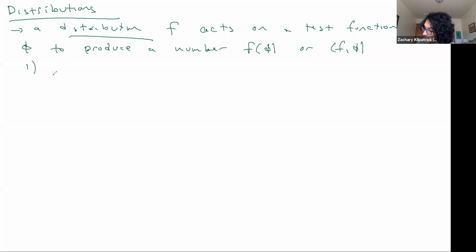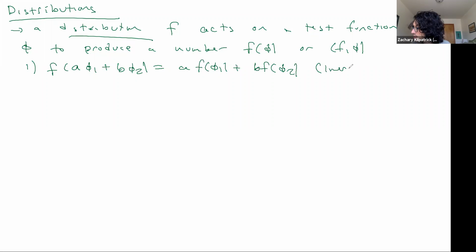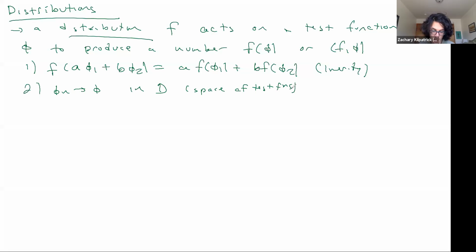We know that f of a phi1 plus b phi2 is equal to a f of phi1 plus b f of phi2. Okay, so linearity essentially, where those are scalars and then two different functions. And then we also have continuity. So phi n goes to phi in D, which we define as our space of test functions, right? Then what we have is that f of phi n should go to f of phi. So continuity.